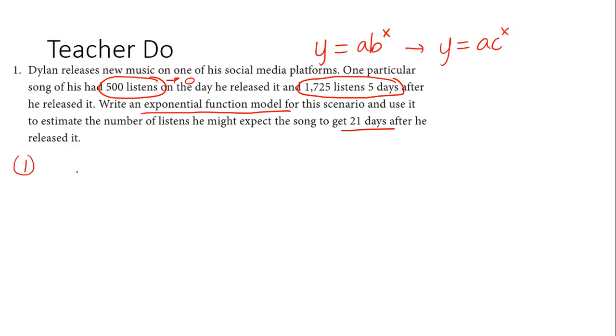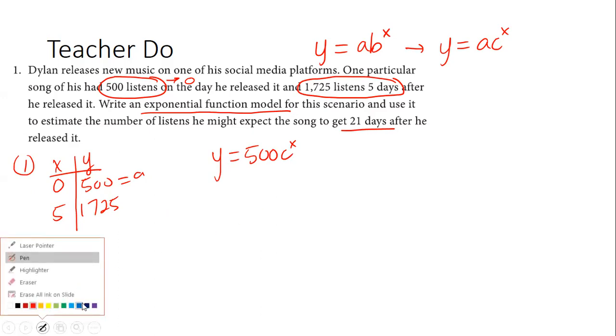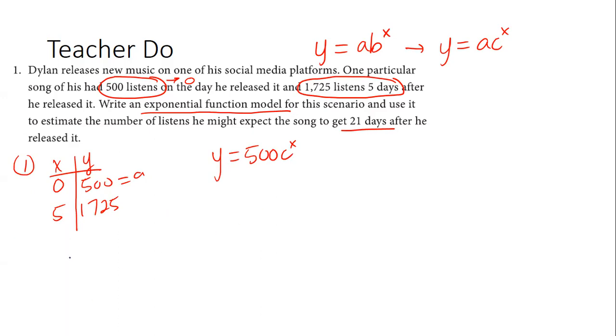So first thing we're going to do is make our table to identify our x and our y's. So at 0, we have 500. Then at 5, we have 1,725. Agree? Okay. Our 0 is our a. Yes? So we know we have y equals 500 c to the x. What we have to try to find is our c, our growth factor. In order to do that, we're going to substitute in our given values and solve for c.